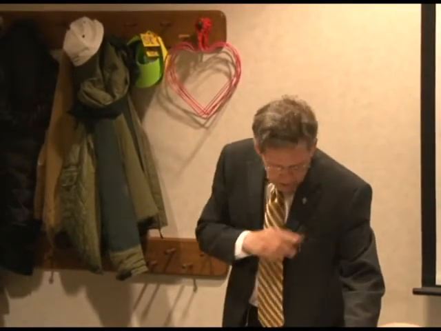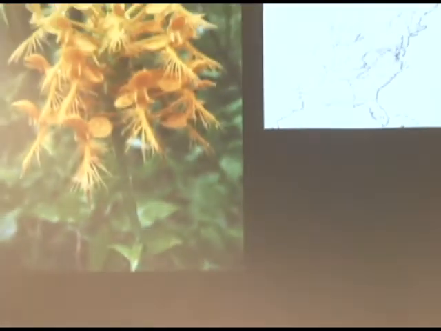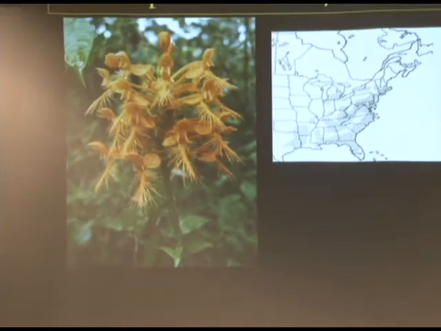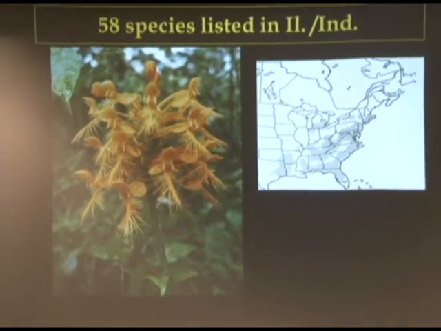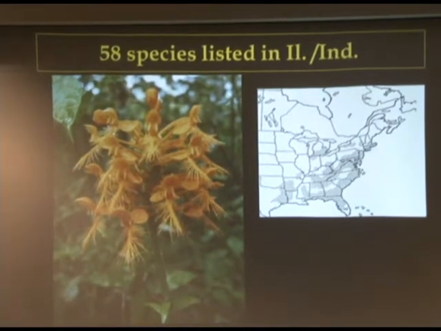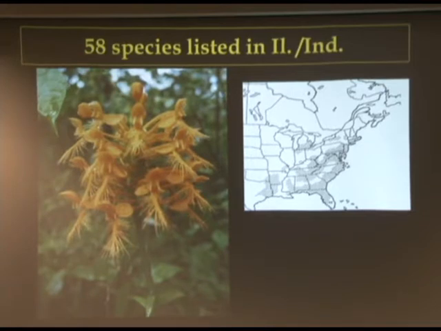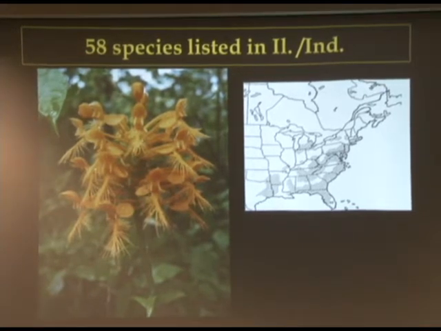Okay, since the regal is an endangered species, we'll talk a little bit about that. This is the orange-fringed orchid. Its largest population, really hundreds and hundreds of plants, is on a property the Nature Conservancy owns. It represents 58 species that are listed in either Illinois or Indiana that are found in this area. That's a huge number of listed species.